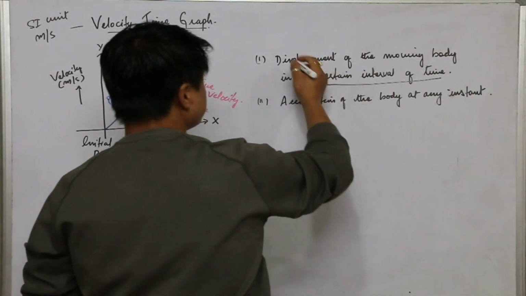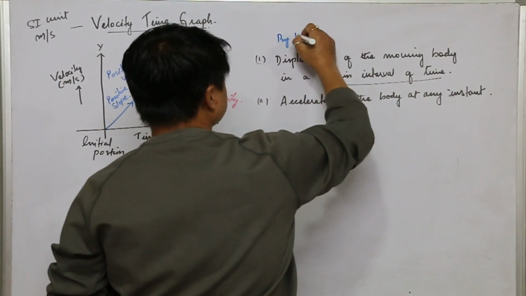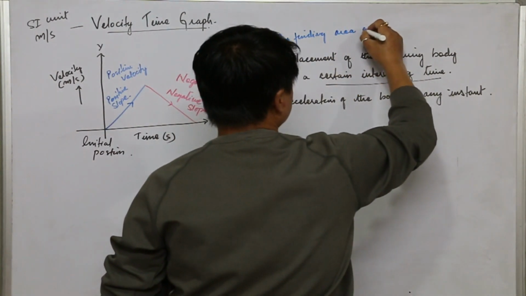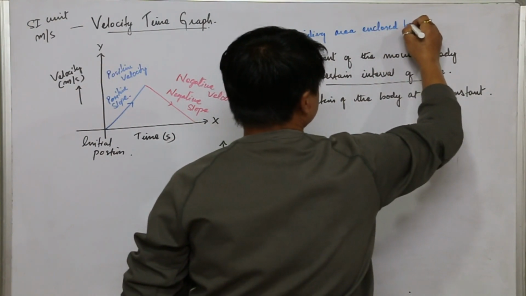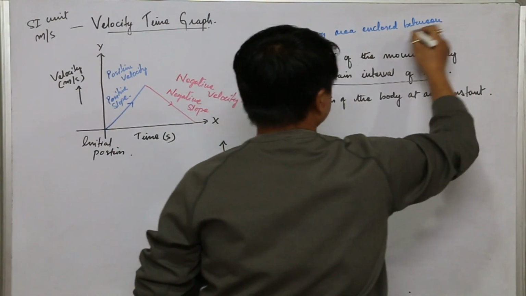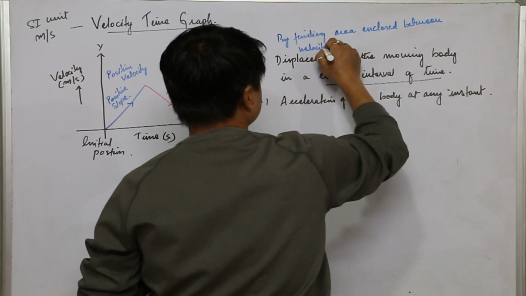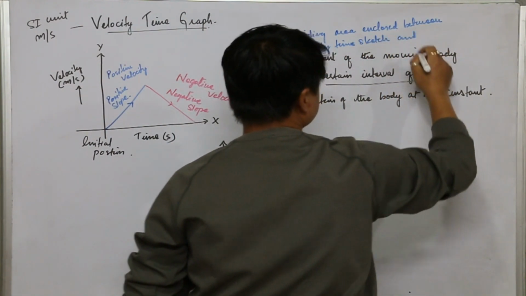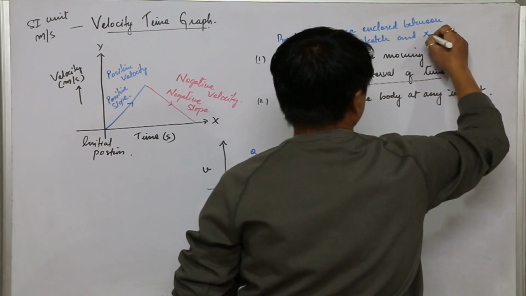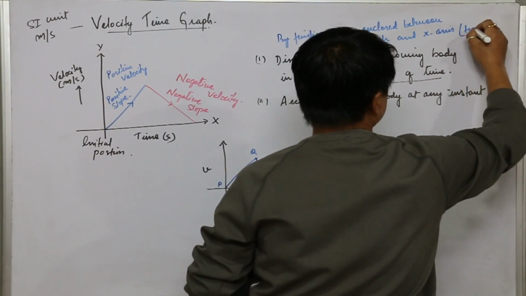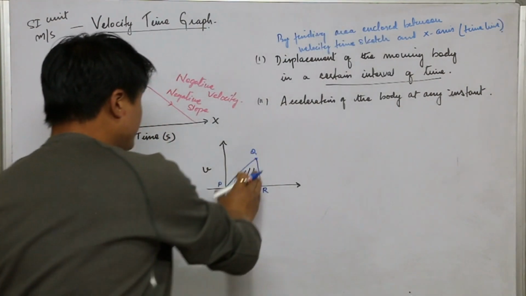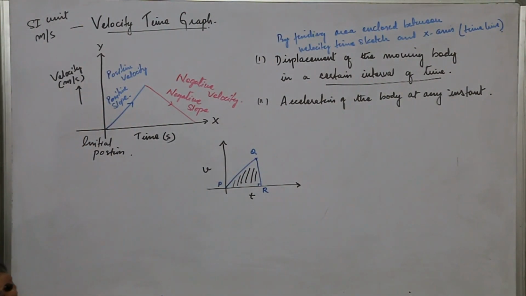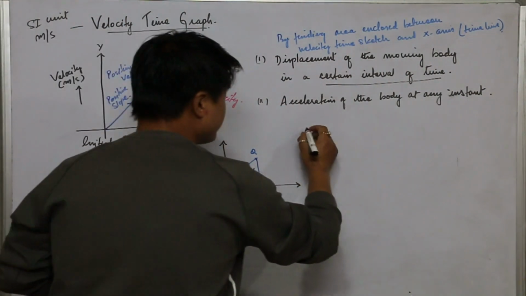So displacement of the moving body we will find by finding the area enclosed between velocity time scale and x-axis. X-axis, or we can call it the time line. So whatever area is enclosed in this, if you find the area, we can easily determine the displacement of the moving body. And we know the formula for the displacement.